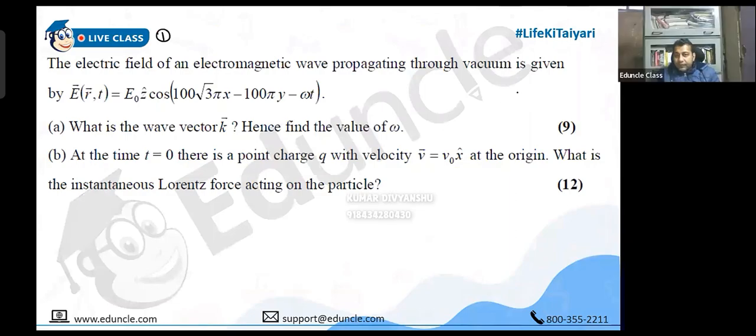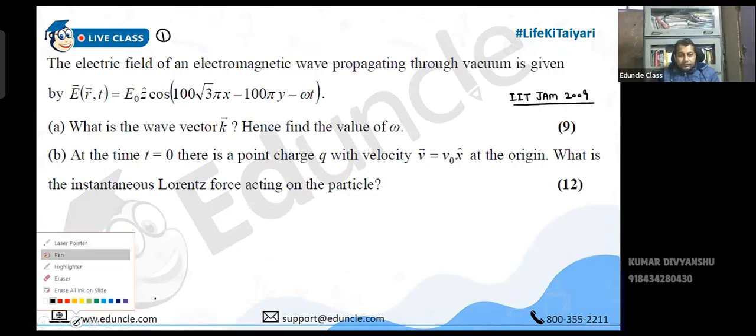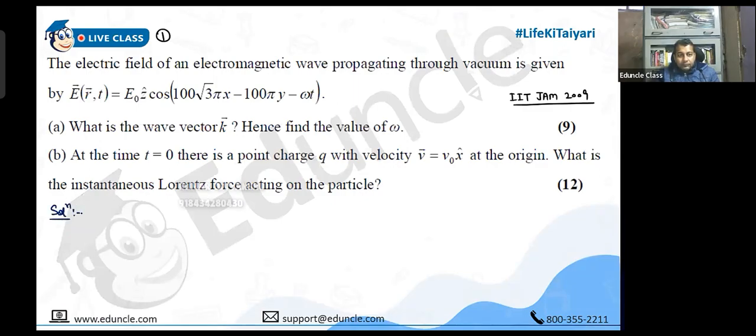First question for today. An old one from IIT JAM 2009, when subjective questions were also asked, but this was a good question. That's why I'm discussing it. Electric field is given. You need to find the wave vector, omega, and then the instantaneous Lorentz force.